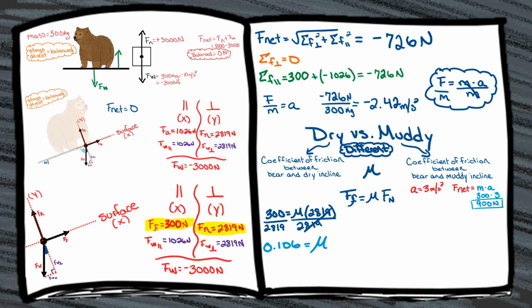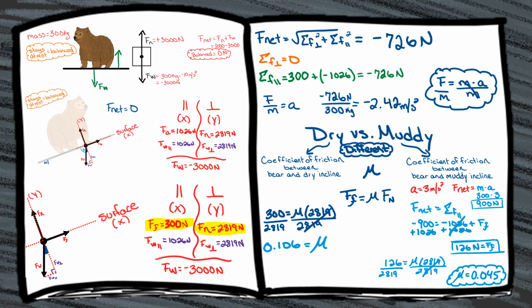Now, let's think, what would be the frictional force in this case if the bear still didn't apply any force? Great job, Alex. So what would be the coefficient of friction between the bear and the muddy incline? That's right, it would be 0.0446. And notice how the coefficients of friction in these cases would be different.